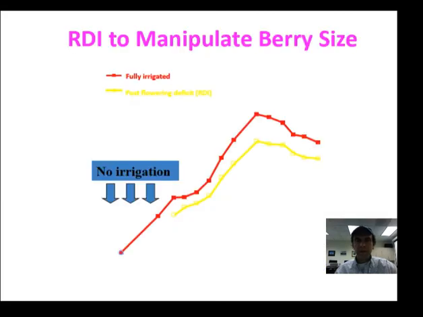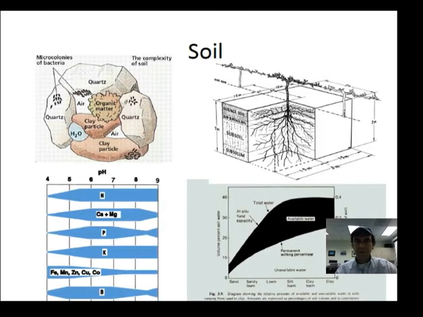And this is regulated deficit irrigation, just to change berry size. In particular research papers, irrigation was reduced during the first stage of berry development, and berries, as you can see here, are smaller in size. We have berry size on the y-axis and time on the x.